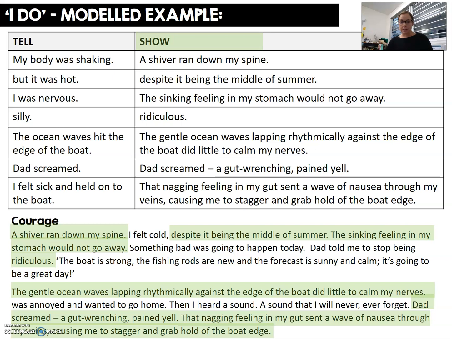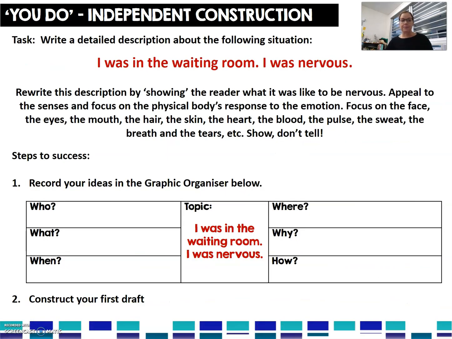Now it's going to be your turn to have a go at doing this. So, you're going to write a detailed description about the following situation. I was in the waiting room, I was nervous. You're going to rewrite this description by showing the reader what it's like to be nervous. So remember, we want to use those strategies like appealing to the senses, focusing on the body's responses to emotion, making sure that you're describing what is happening, using wow words, things like that.